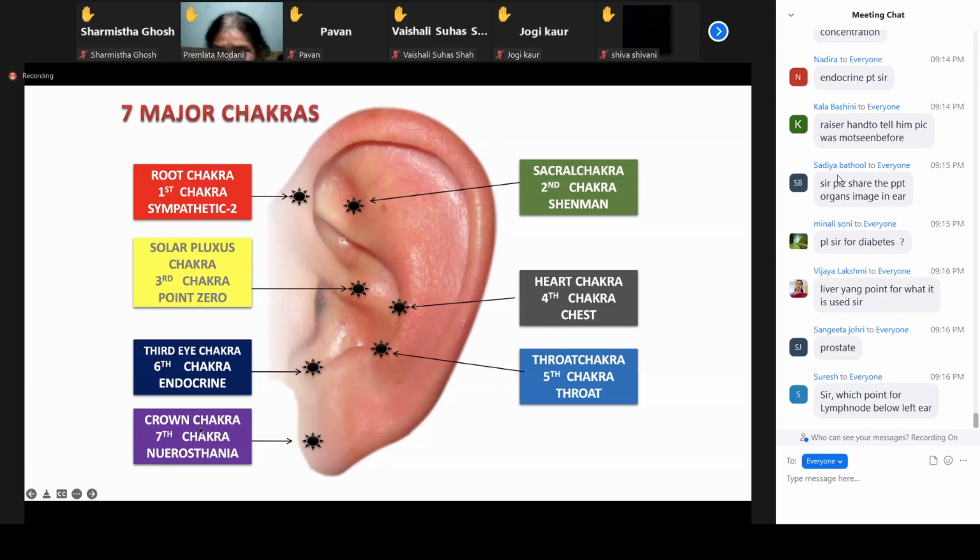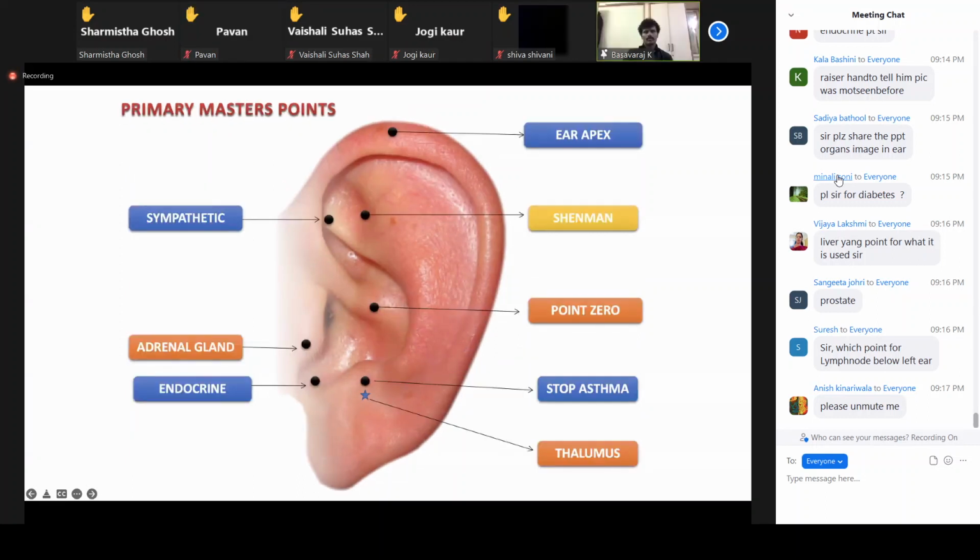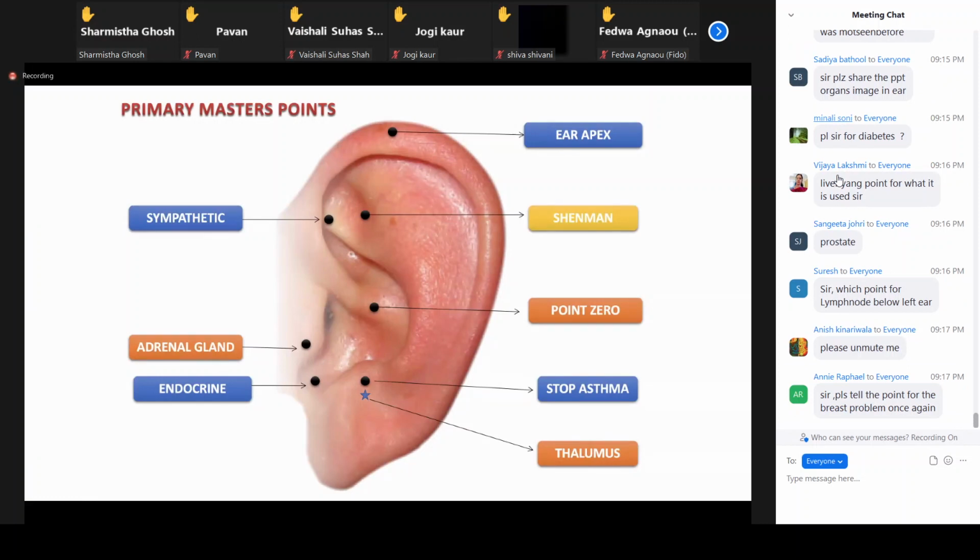Sir, what is the use of the top point? Which one? Can you name it once again? Ear apex. This is for allergy. Is there any common point, sir? For all the diseases, it can be used. Commonly, we are using all primary points. That is what I have given here. With so many points to search, it will be troublesome for common people. So if a common point is there, we can use that.